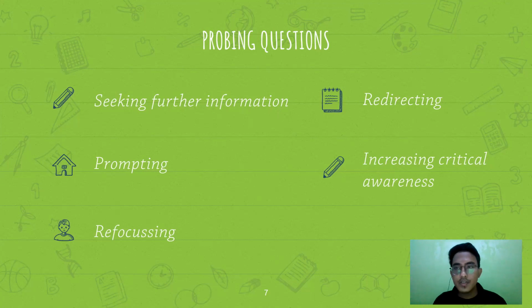Let us discuss the 5 components. The first is seeking further information. The purpose of seeking further information is to encourage the student to supply additional information and bring the initial response to the criterion level.